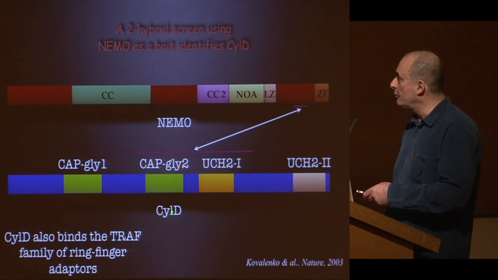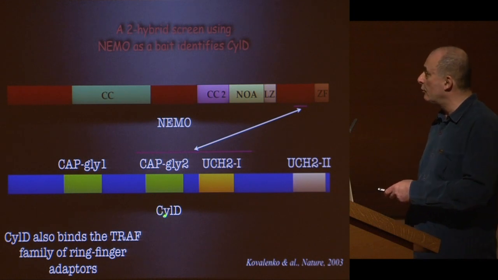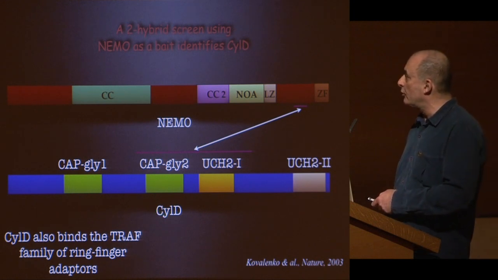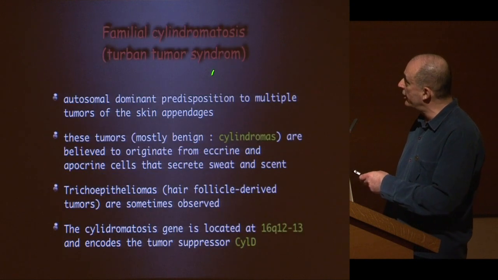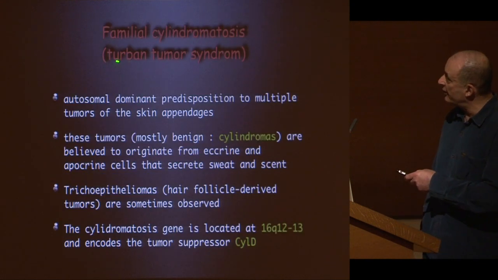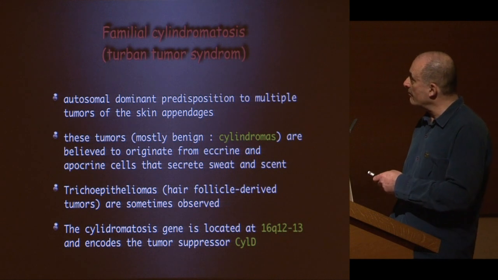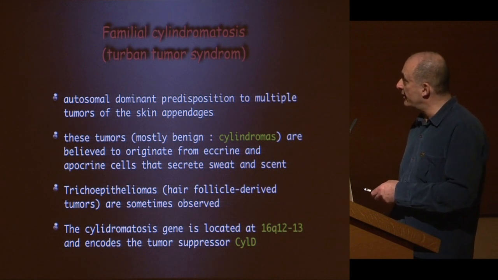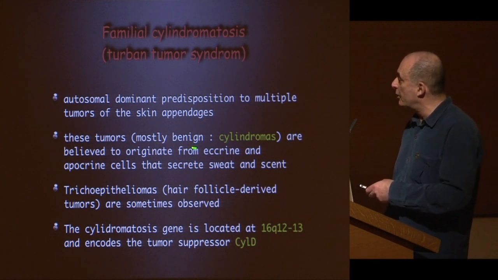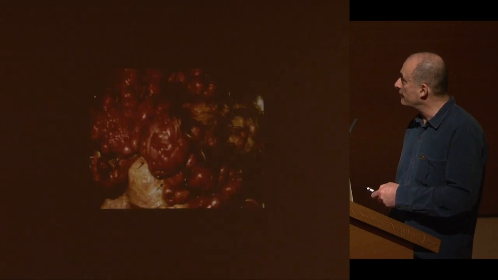This molecule was known before. Its function was unknown, but mutations of that molecule were known to be responsible for a pathology called familial cylindromatosis, or turban tumor syndrome. This pathology gives rise to a large number of tumors on the head and the scalp. I'll show you one example here.